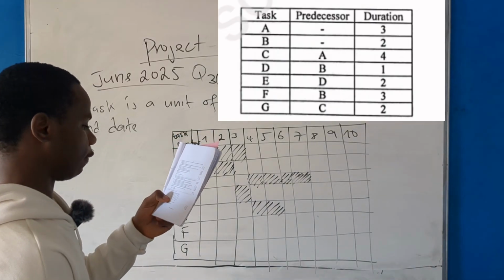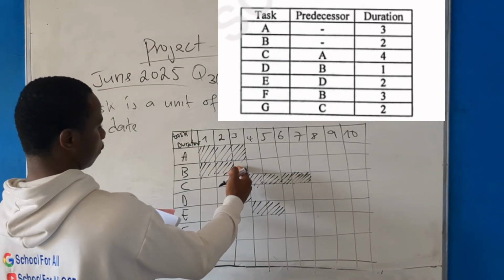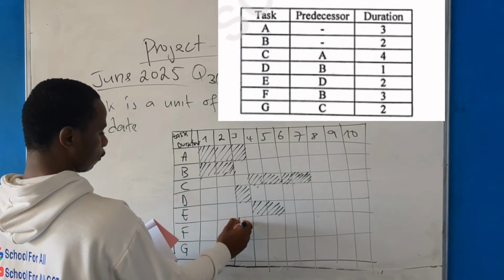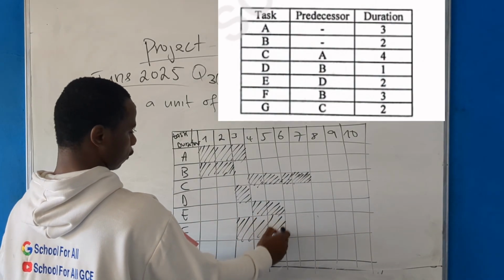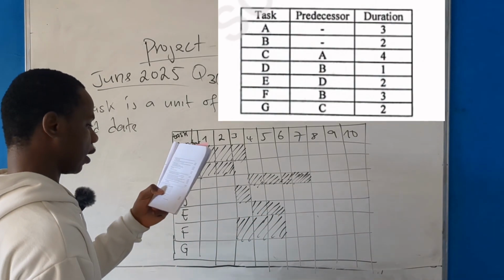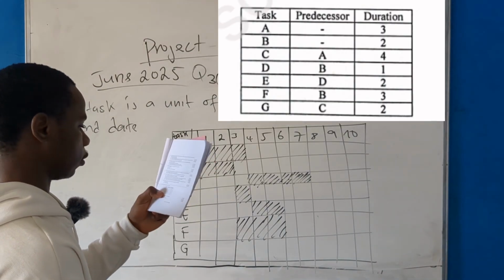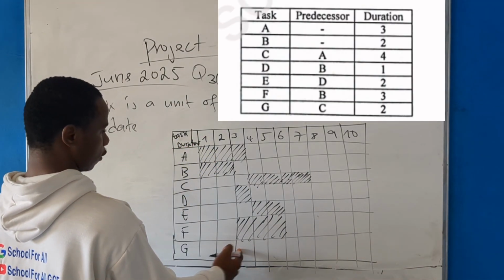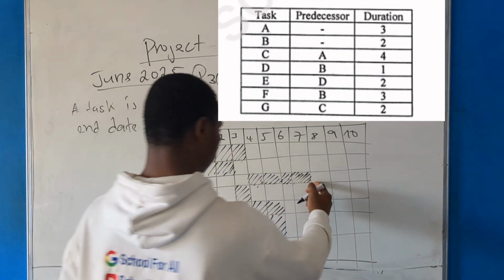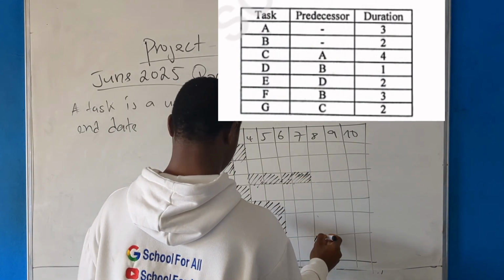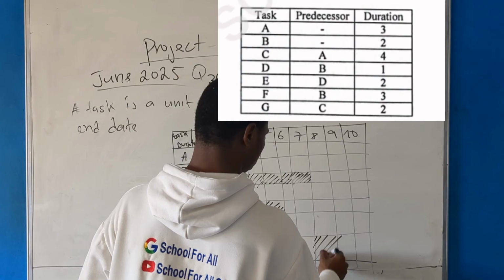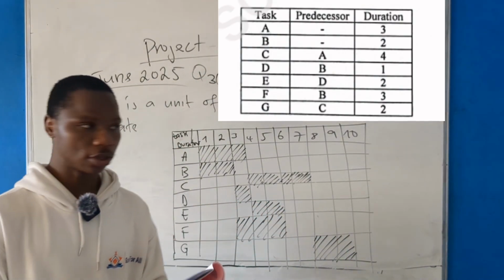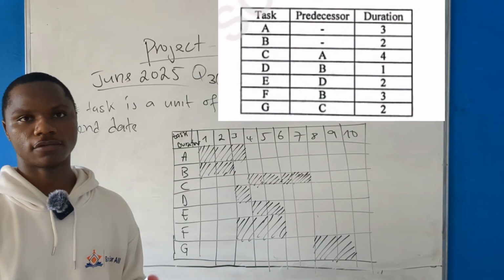Next task F, depending on B. This B here. So task F must start somewhere here. How many days? 3 days. So you shade 3 days like this. Good. Task G, good, depending on C. So where is C? C is somewhere here. So it simply means that G is here. Good. Taking how many days? 2 days. So we just shade here, 2 days. And this is all. So we are done with the Gantt chart. So how many marks? 3 marks to do so.